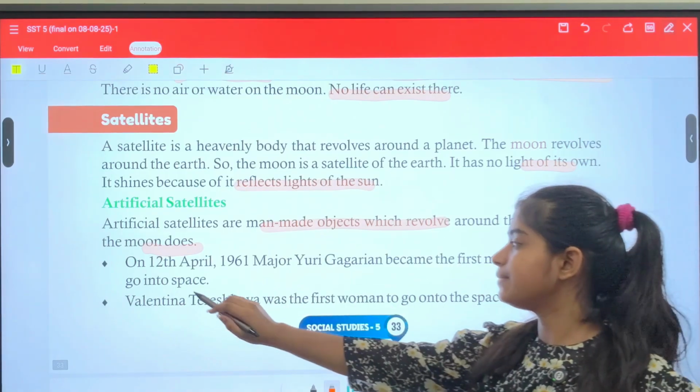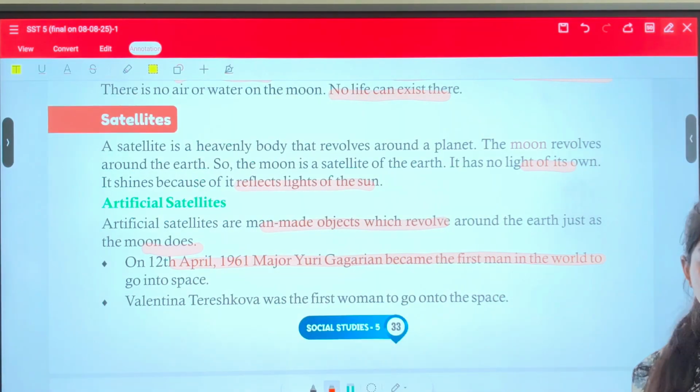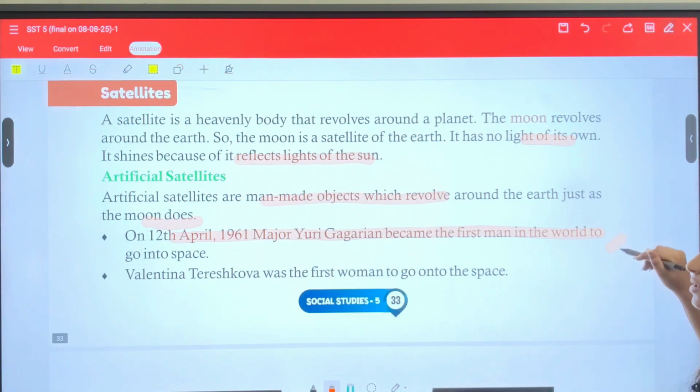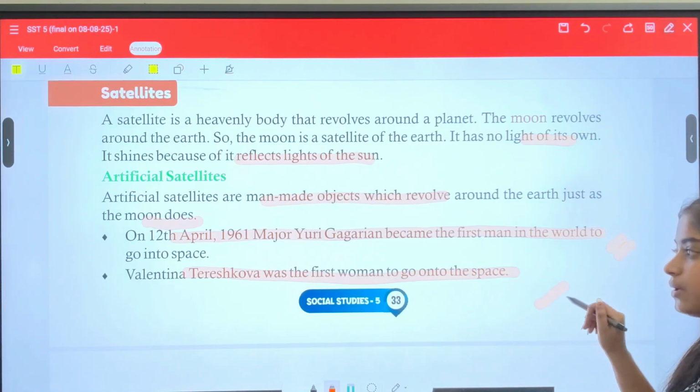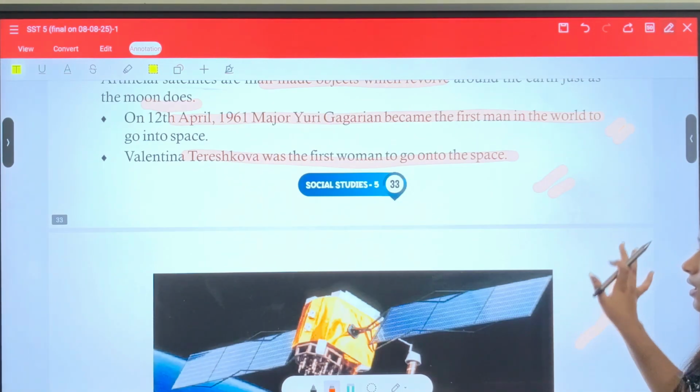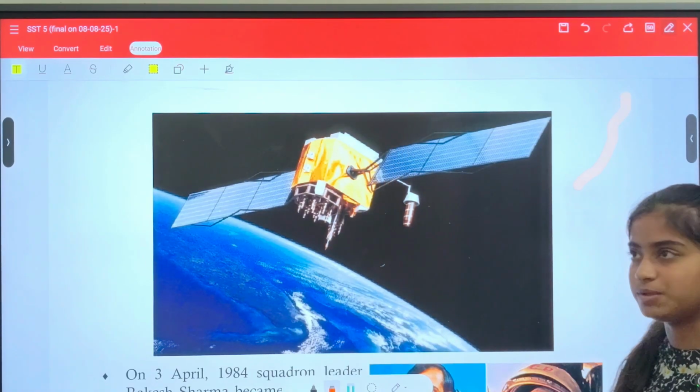Okay, on 12th April 1961, Major Yuri Gagarin became the first man in the world to go into space. You have to remember this. Valentina Tereshkova was the first woman to go into space. Again, remember this. Okay, see, artificial satellites look like this. Okay, not as beautiful as the moon looks.